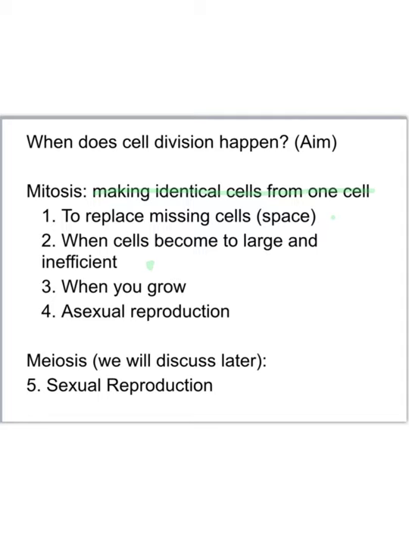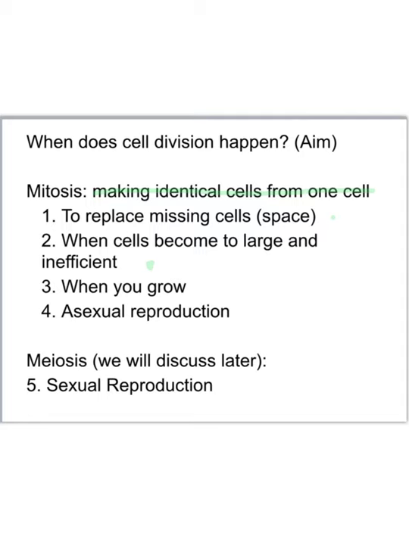Finally, when you grow, you just need a lot of mitosis to take place. My girls are 7 and 10, and there's a lot of mitosis taking place as they oftentimes grow several inches in a year. And then finally, the last reason that cell division would happen is because of asexual reproduction.